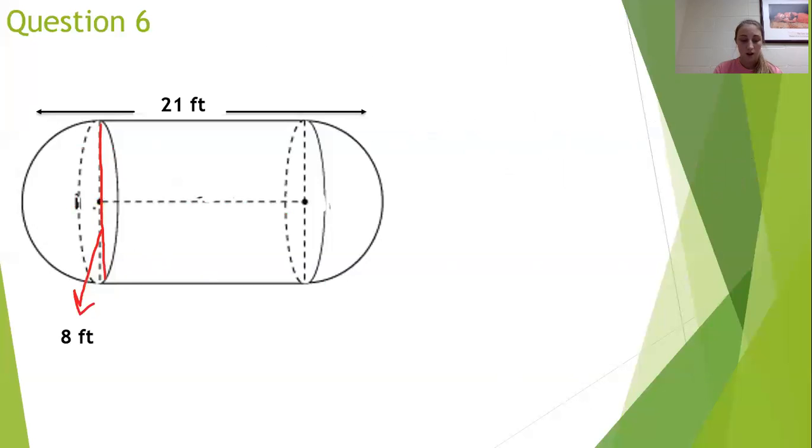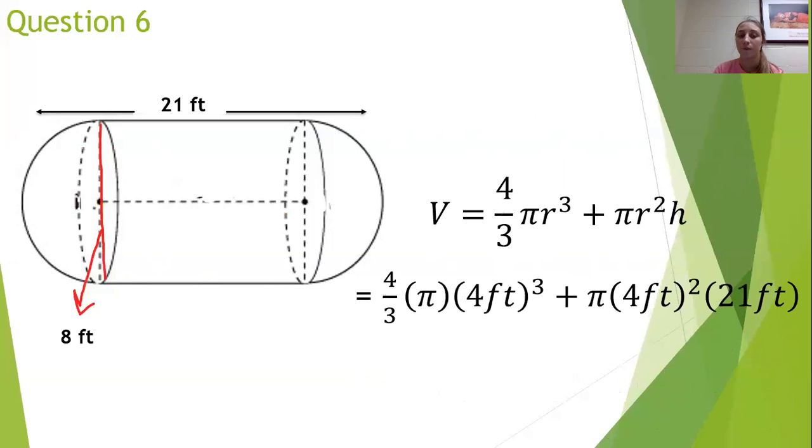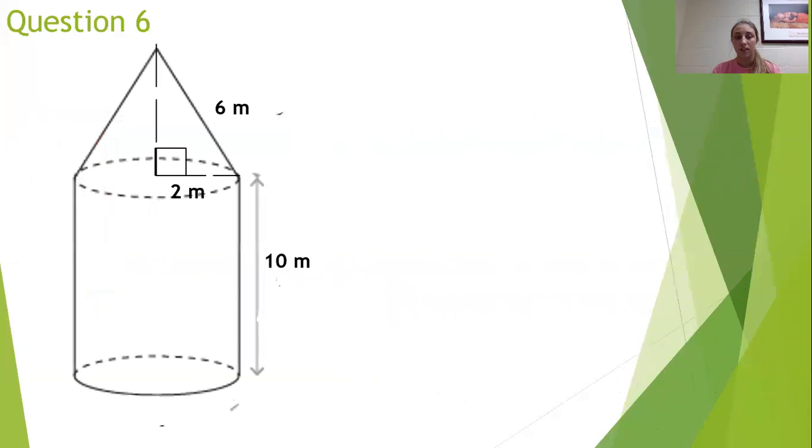Okay, now we need to find the volume. To find the volume, we're going to use this equation, 4/3 pi r cubed plus pi r squared h. Plug in our information, 4/3 times pi times 4 feet cubed plus pi times 4 feet squared times 21, and we're going to get 1,324 feet cubed.